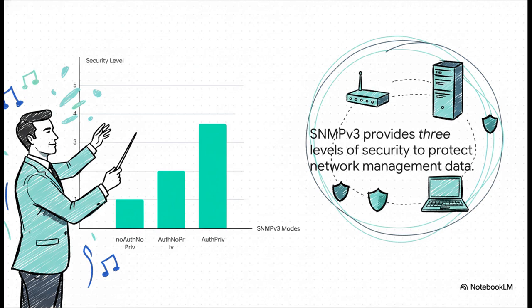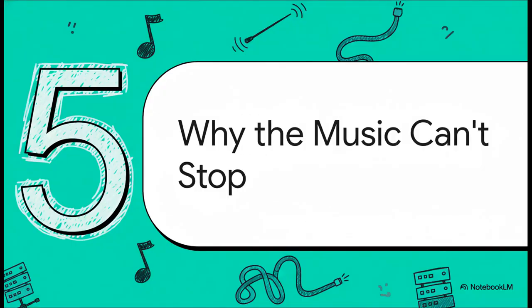SNMP v3 is also really flexible. It offers three different security levels. You've got no auth, no priv, which is, well, no security. Then there's auth, no priv, which is better. It authenticates the user. But the gold standard, the one everyone should use, is auth priv. That gives you both authentication to prove who you are, and privacy, which encrypts the entire message so no one can read it.